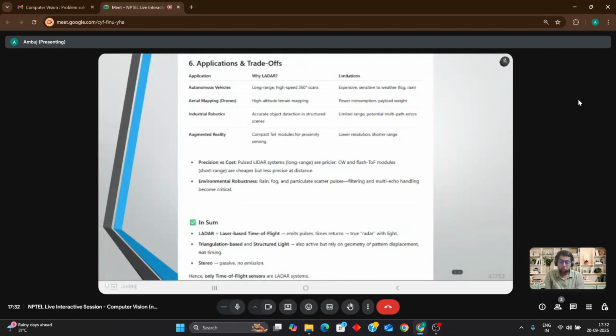In the case of autonomous vehicles, LiDAR is used. In aerial mapping, LiDAR is used. In industrial robotics, yes, it is used, and in augmented reality it is also used. In summary, LiDAR emits pulses and times the return of the light. Triangulation based and structured light are also active, but rely on the geometry of pattern displacement, not on timing. And stereo is passive, hence no emission. So we are done with sensing and LiDAR systems.